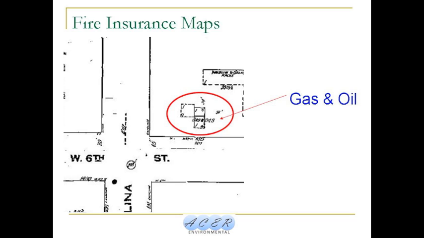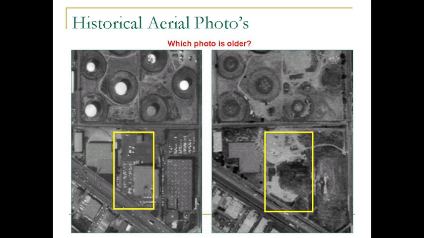Fire insurance maps can often be found dating back to 1867. They show structures on the property and the type of industry that operated the property. This example shows us that a gas station was on the property.